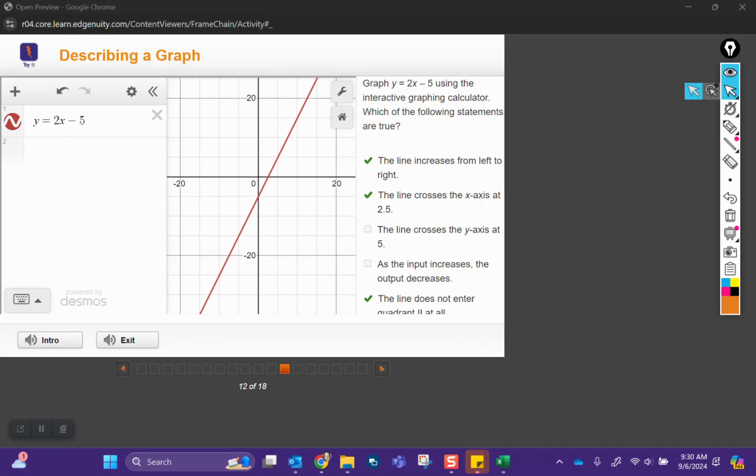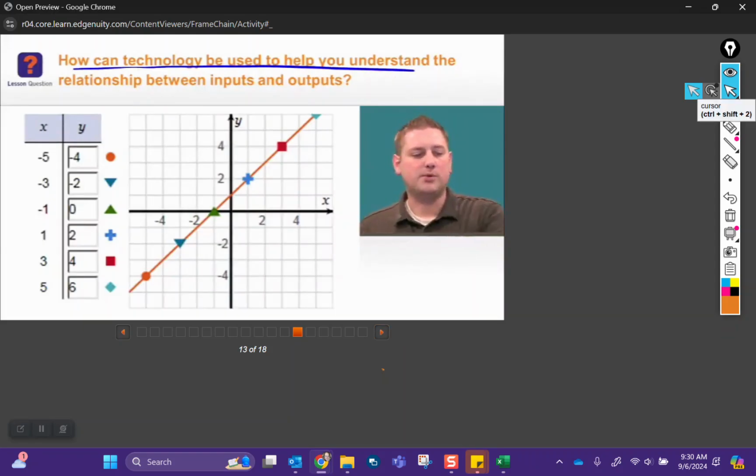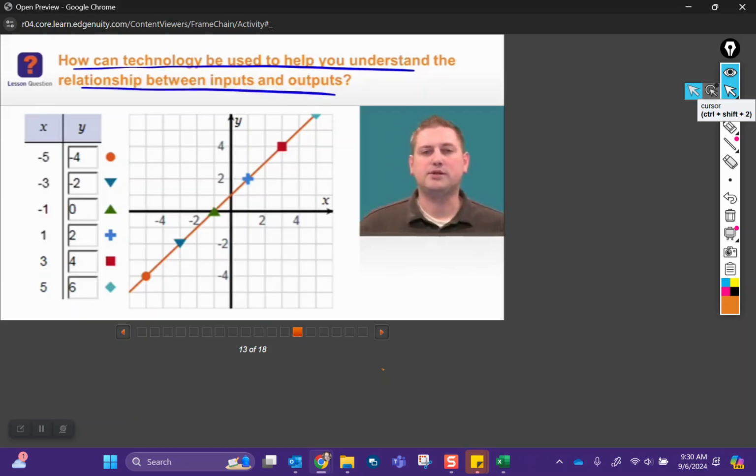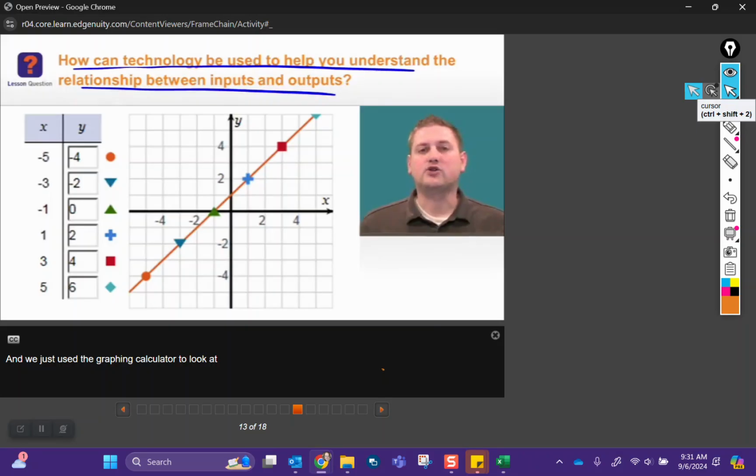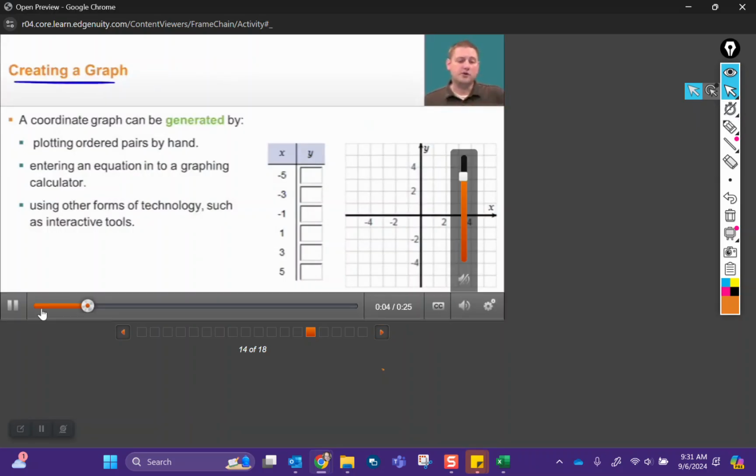Oh, back to my pen. I'm trying to use this pen thing. How can technology be used to help you understand the relationship? I usually can skip the instruction. A coordinate graph can be generated by plotting ordered pairs by hand, entering an equation into a graphing calculator, using other forms of technology such as interactive tools. Yes, that's all true.